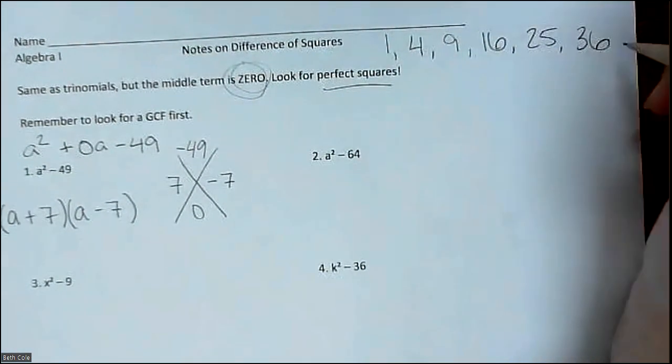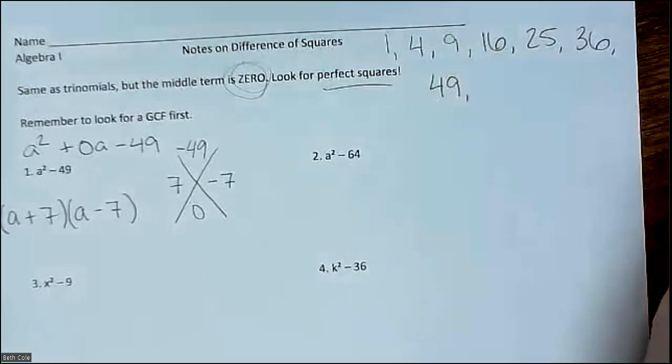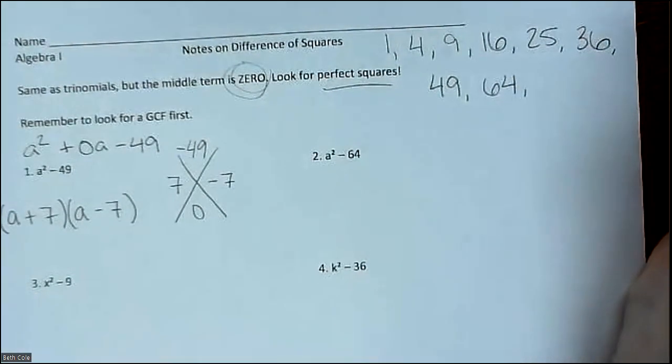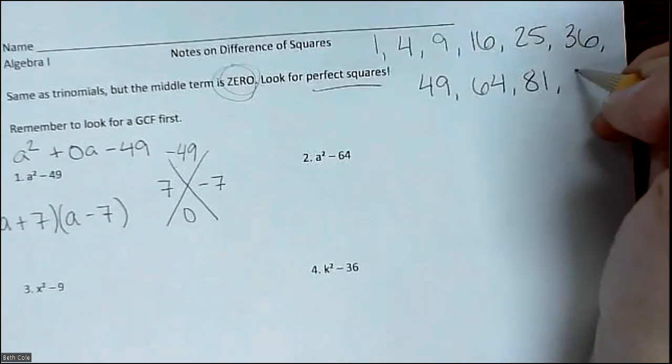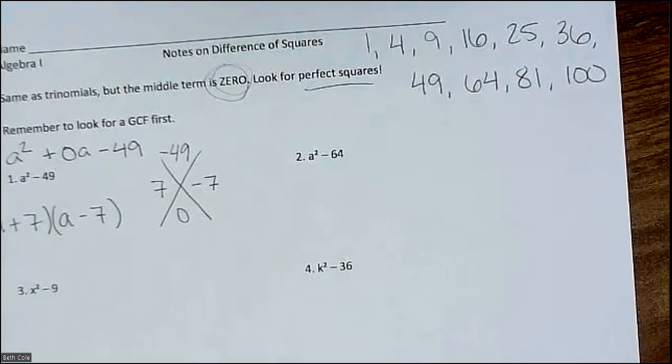Good. 36 is 6 squared. 49 is the one we just did. 7 times 7. Good. 8 times 8 is 64. Does anyone besides Jackson know all these? 81. Good job. And then 100. They obviously go on infinitely.